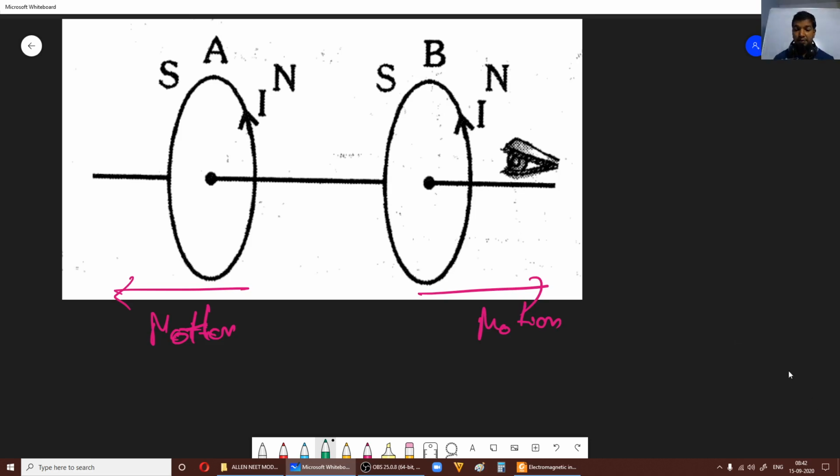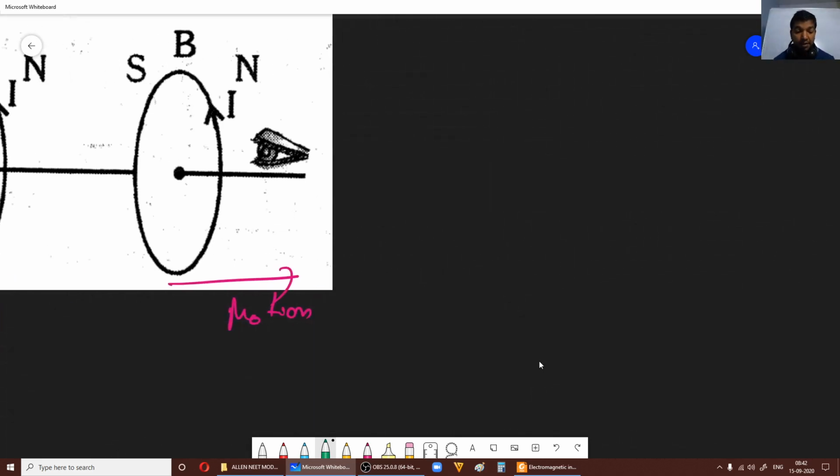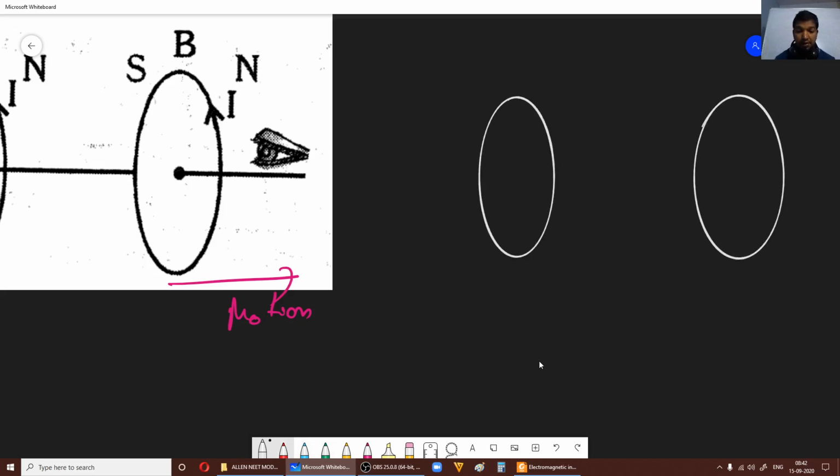Let me draw a diagram here. Say these are the two coils. Now this is the edge, the red color one. Yeah, let me take this as the edge.